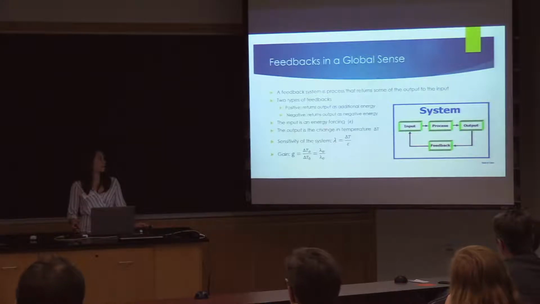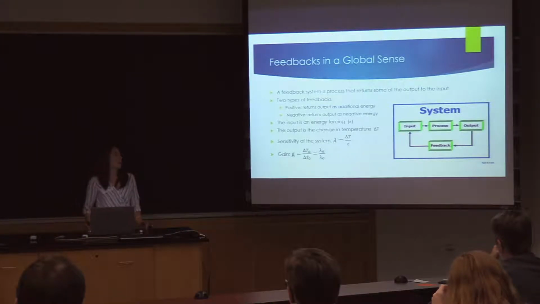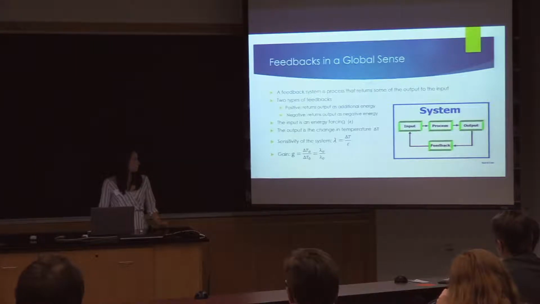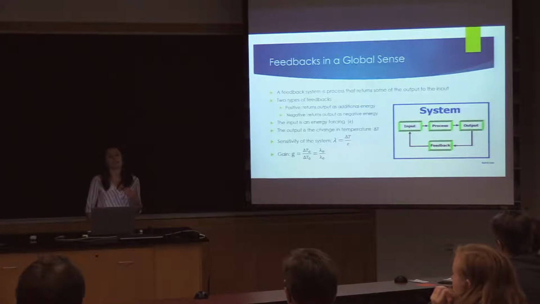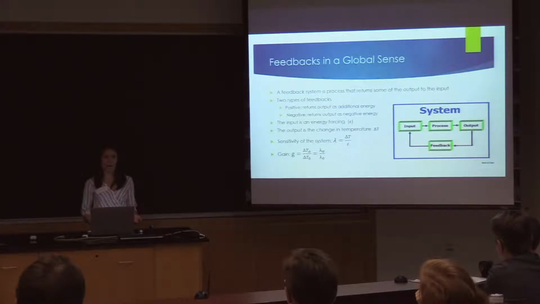climate scientists are interested in the change in temperature when there's a doubling of CO2 in our environment, which would be a forcing of 4 watts per meter squared. And we'd be able to find the change in temperature by multiplying the sensitivity of our climate system by 4. The gain is the comparison of the system run with the feedback active versus not active.